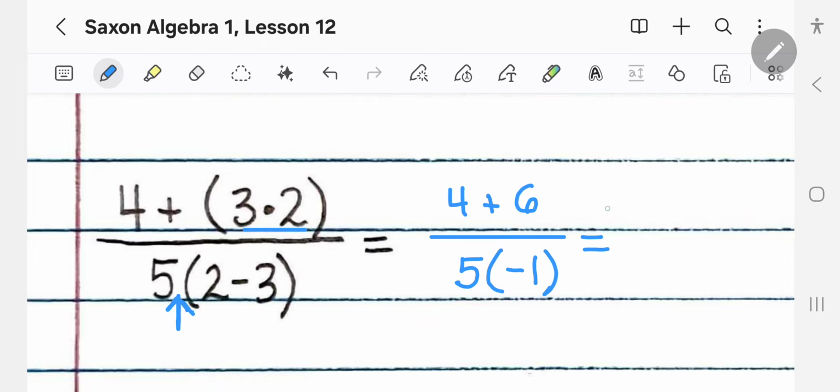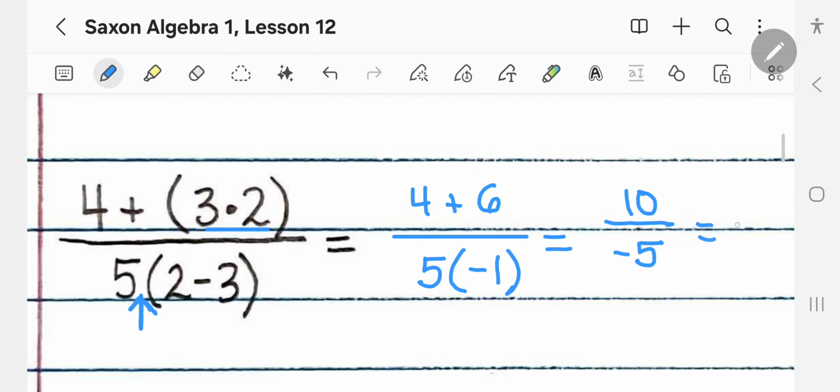All right, 4 plus 6 is 10, and 5 times negative 1 is negative 5, and we can divide that. That's just 10 divided by negative 5. Positive divided by negative is a negative, and 10 divided by 5 is 2, and your answer is negative 2.